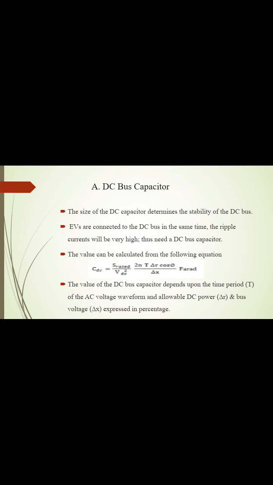CDC equals S rated divided by V square DC into 2n into T into delta or cos pi divided by delta x, in Farads. The value of the DC bus capacitor depends upon the time period T of the AC voltage waveform, the allowable DC power delta R, and the bus voltage delta X expressed in percentage.